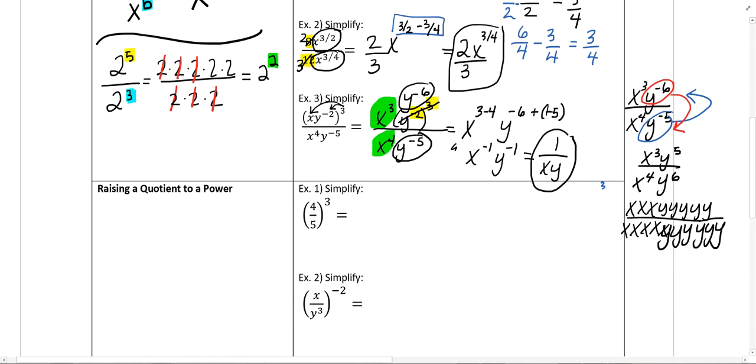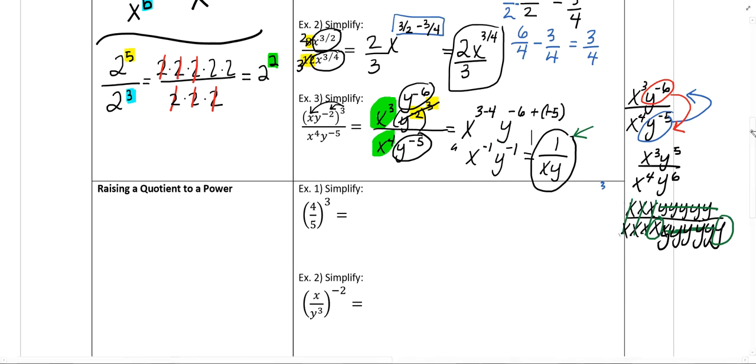Then we cancel. So x's cancel. 3 of them cancel, but there's still 1 left over. And then we have 5 y's. I'm just going to cancel them all at once. And that's going to cancel 5 y's down here, so there's still that 1 y. So that's the same answer. You're going to have 1 x and 1 y in the denominator.